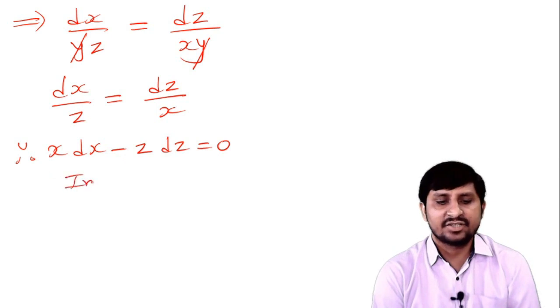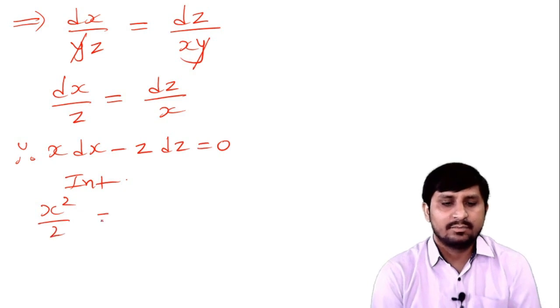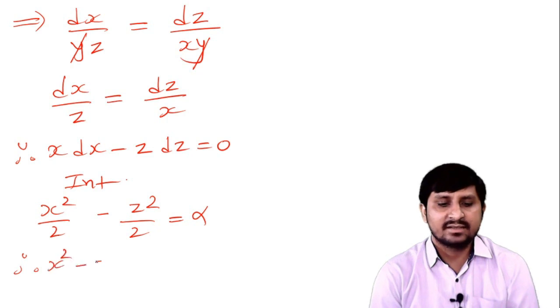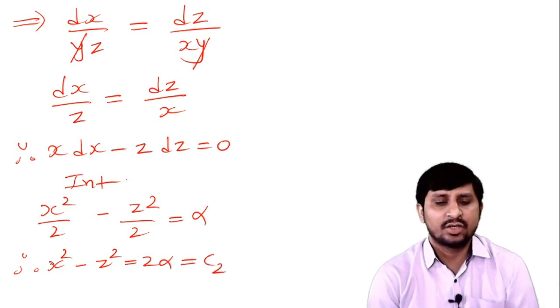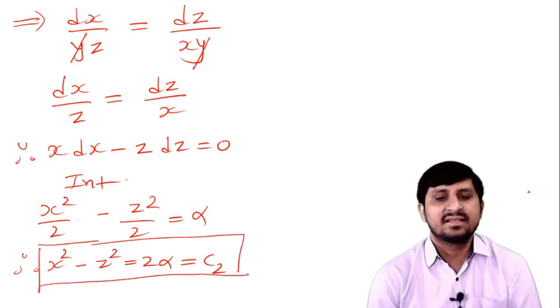And now integration on both sides. So you will get x square by 2 minus z square by 2 equal to some constant alpha, and so x square minus z square is equal to 2 alpha. Call it 2 alpha equal to c2, or alpha 2, whatever you can write. So this is my second independent solution, x square minus z square.